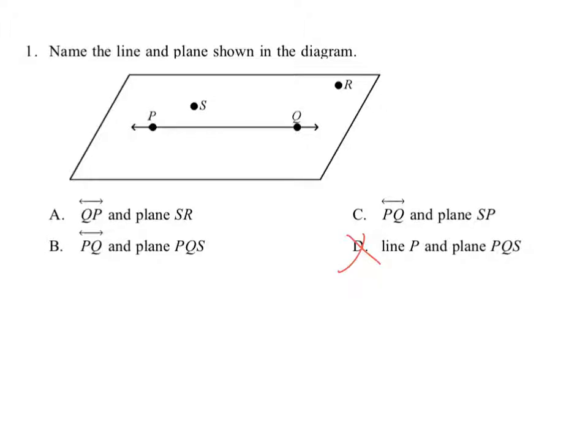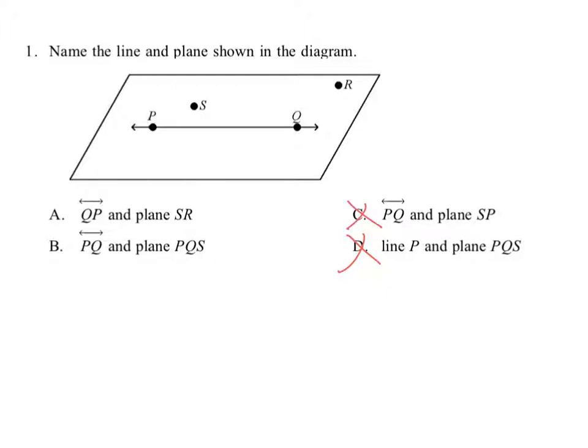So 2 letters isn't enough to actually describe it. You need 3 letters to describe a plane, and they cannot be on the same line, because otherwise it's just like saying two points on a line. You can have multiple planes running through that same line. So we have to have 3 non-collinear points, and in this case P and Q and S are non-collinear. Those are 3 points, and any 3 non-collinear points define a unique plane in space.